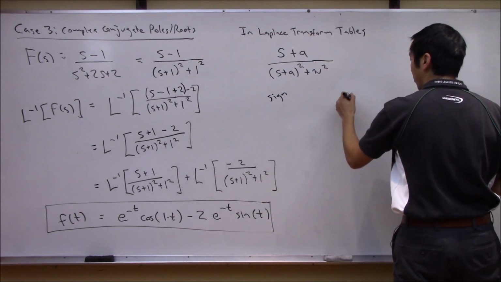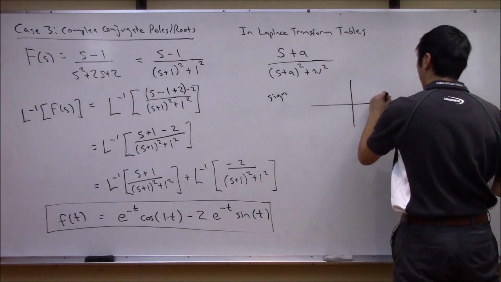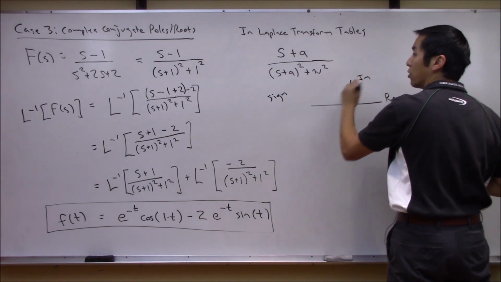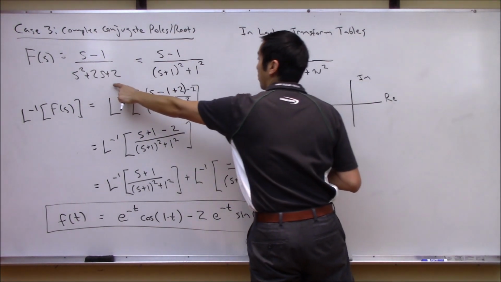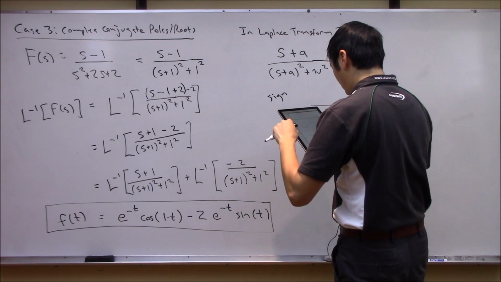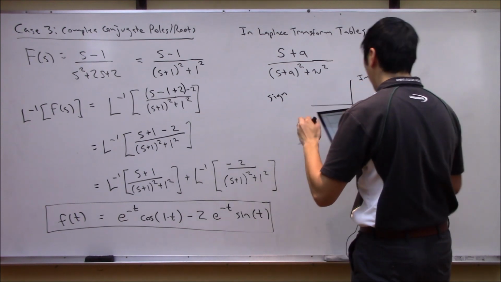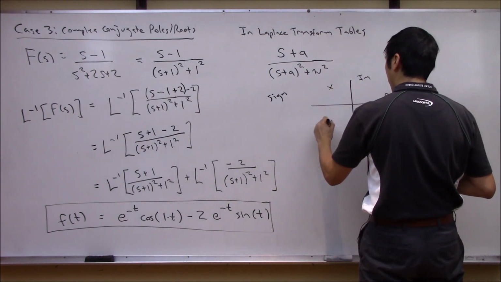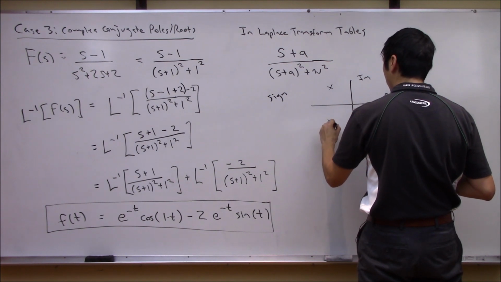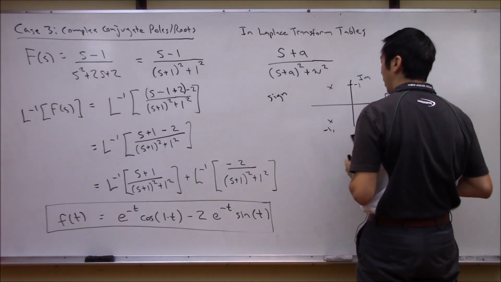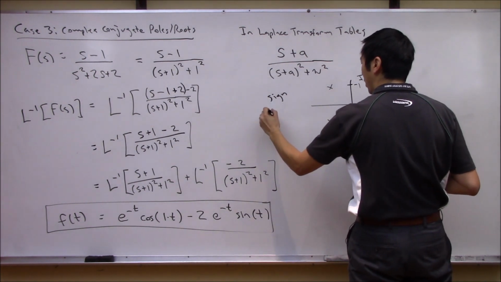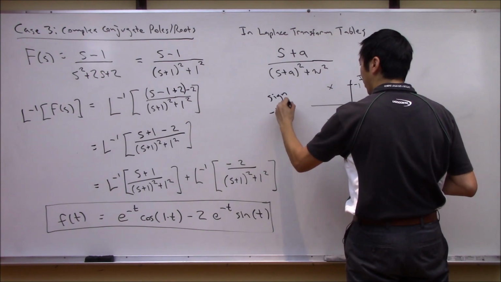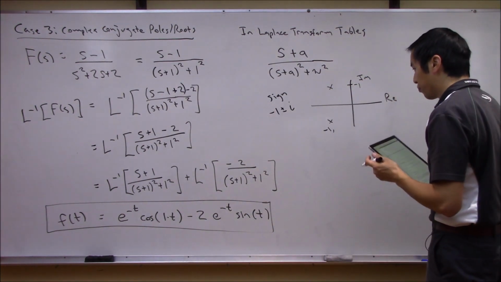Well, actually, no, you know what? We probably should have done this. We should put this on the real imaginary axis because I wanted to look at the complex conjugate poles of this. I think the poles were at negative 1 plus or minus i, okay?